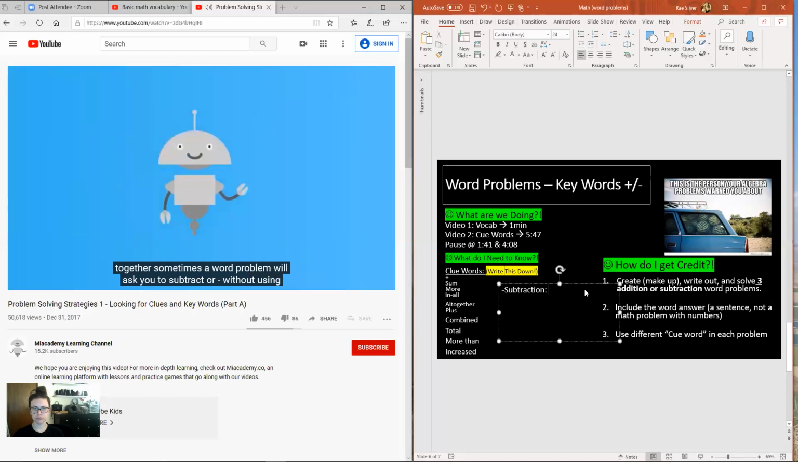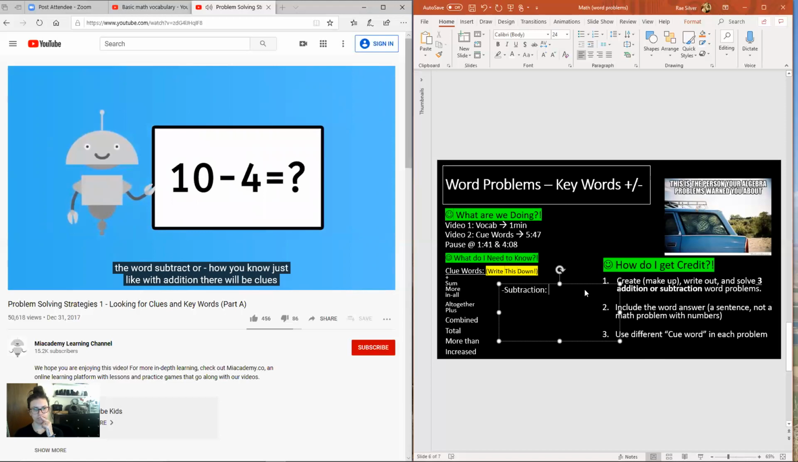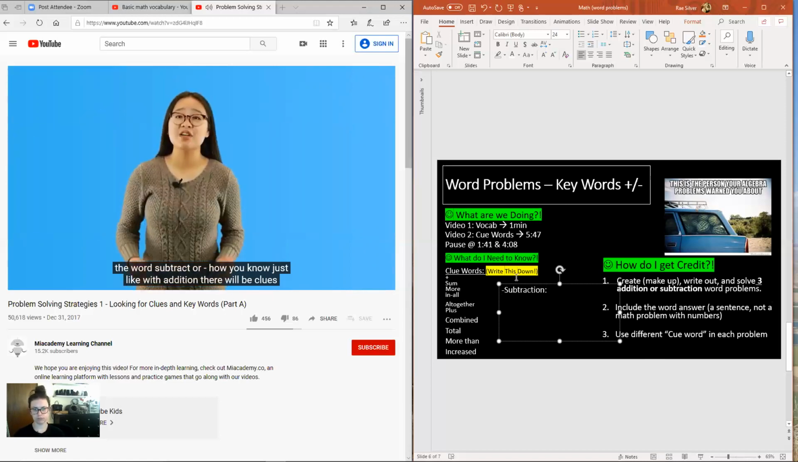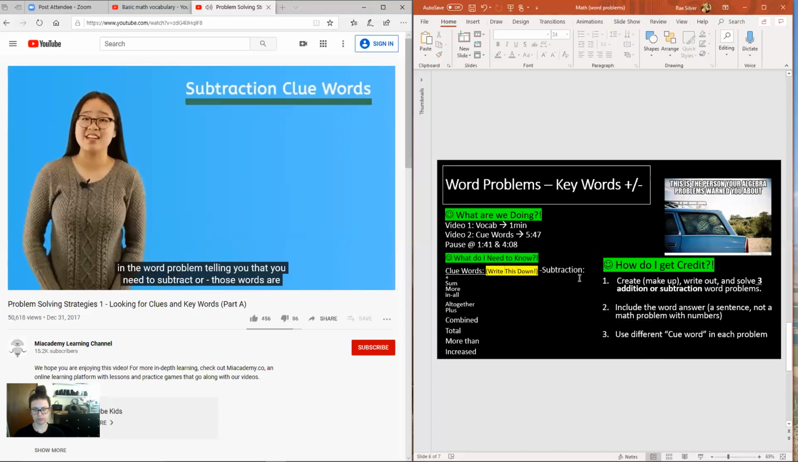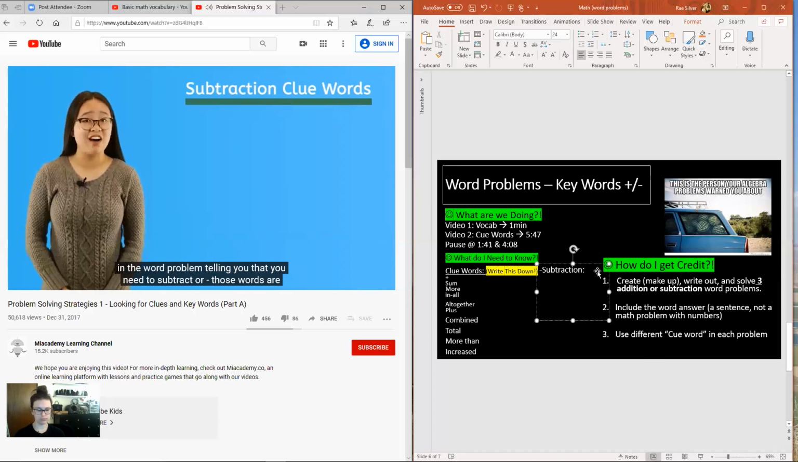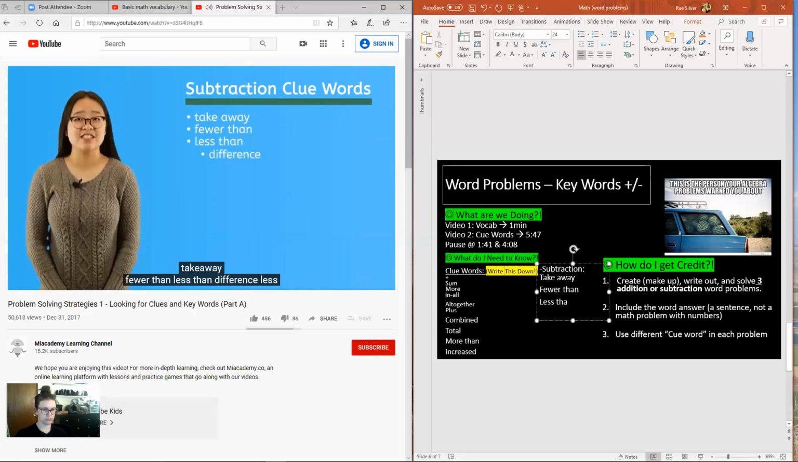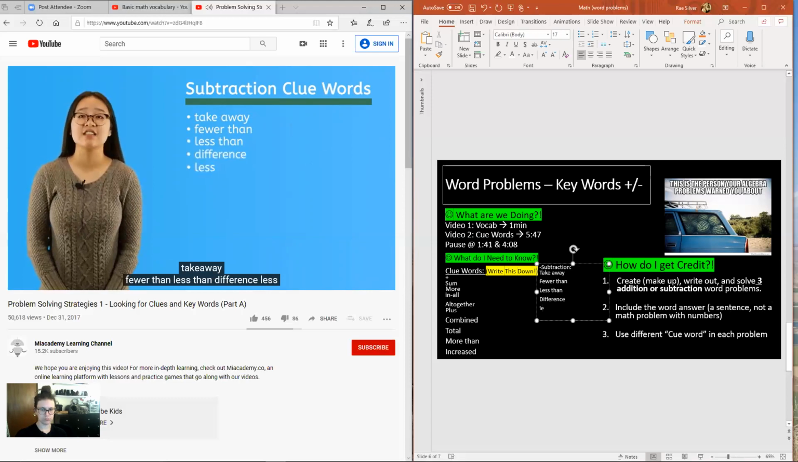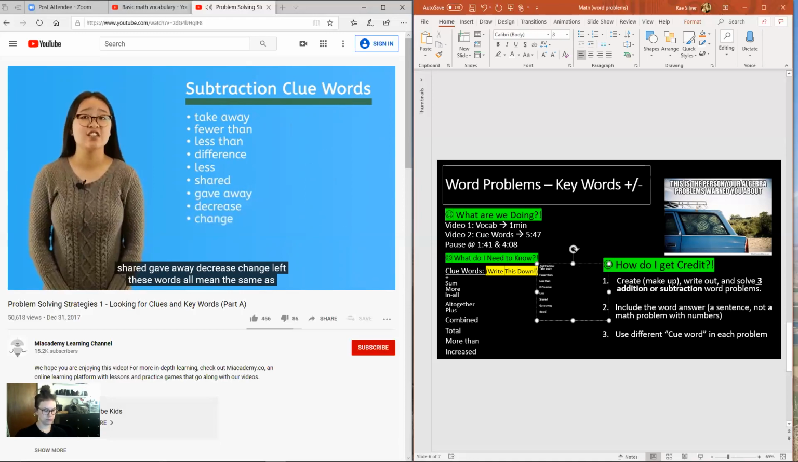Sometimes a word problem will ask you to subtract or minus without using the word subtract or minus. How will you know? Just like with addition, there will be clues in the word problem telling you that you need to subtract or minus. Those words are takeaway, fewer than, less than, difference, less, shared, gave away, decrease, change, left.